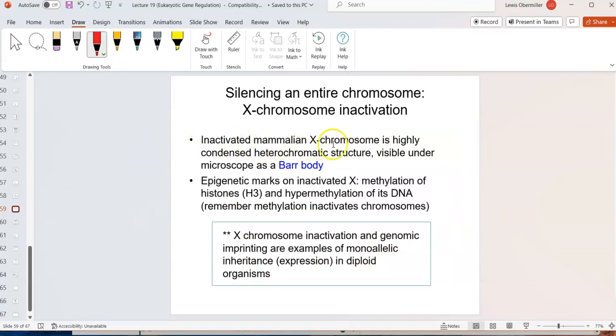Okay, so we can see inactivated mammalian X chromosomes. They're highly condensed. We talked about their heterochromatin earlier. We can see them under the microscope, and these are called bar bodies.